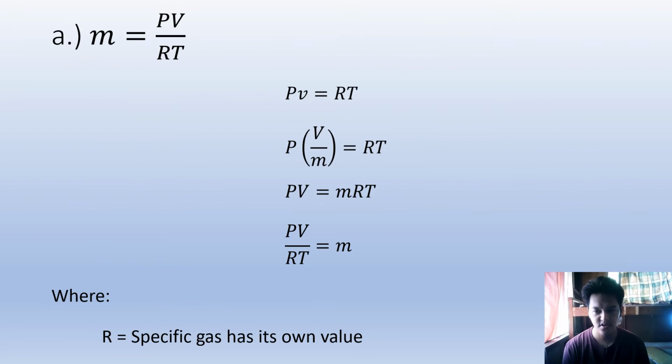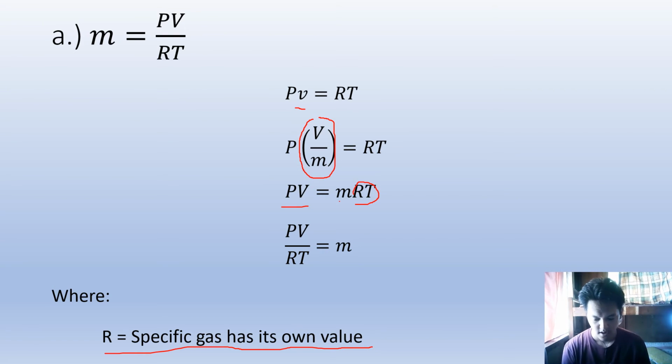So let's solve. For letter A, we're going to use the ideal gas law, which is PV equals RT, where small v is equal to the volume over mass. Let's transpose the mass to the right side, so we gain the equation PV equals MRT. Lastly, let's transpose the RT to the left side, so we gain PV over RT equals M. R is the specific gas constant and has its own value.